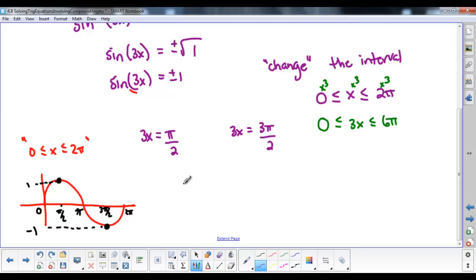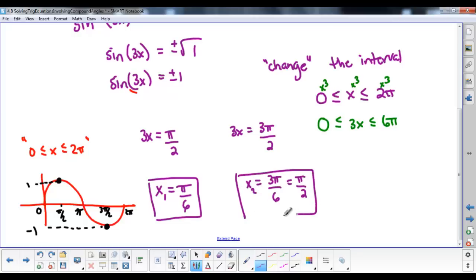So just like we did in the last example, we'll divide so that we get x isolated. If I divide both sides by 3, pi by 2 divided by 3 would be pi by 6. That's our first possible answer. And then 3 pi by 2 divided by 3 would be 3 pi by 6, which ends up being pi by 2. So that's our second possible answer. And now again, remember we're working all the way up to 6 pi.